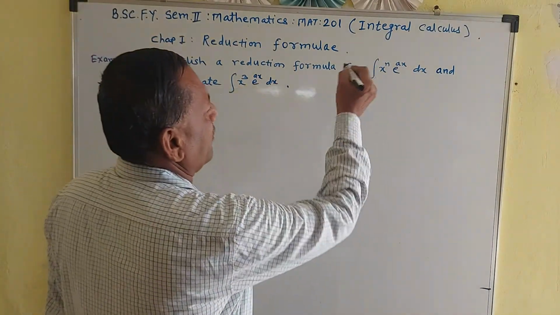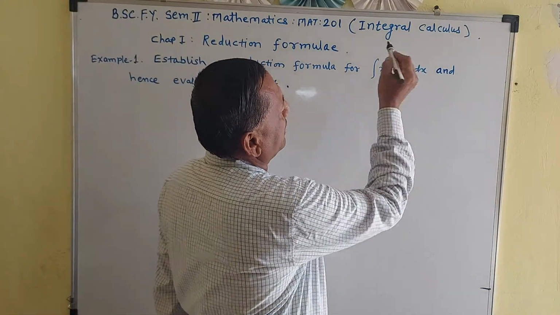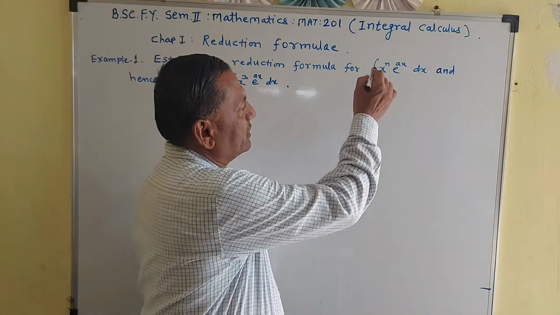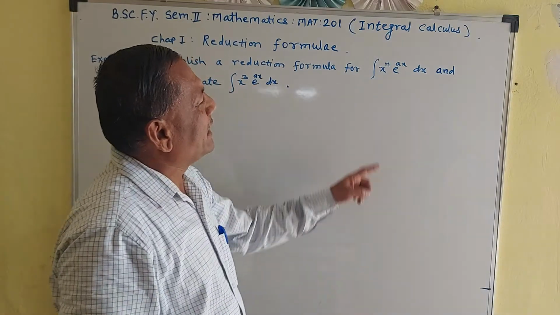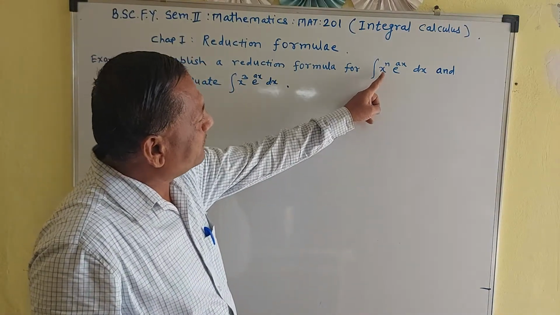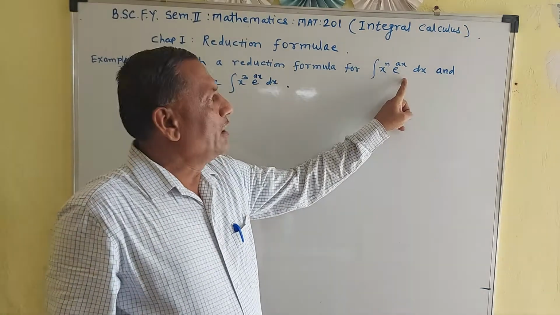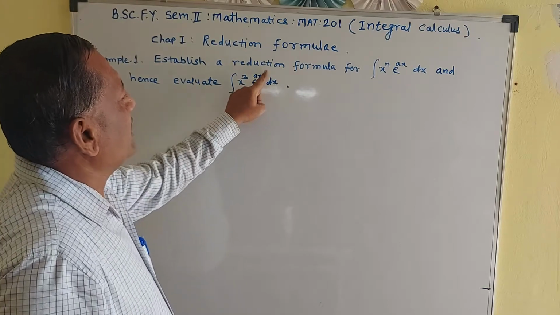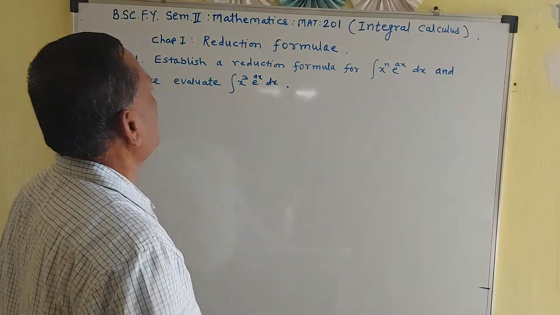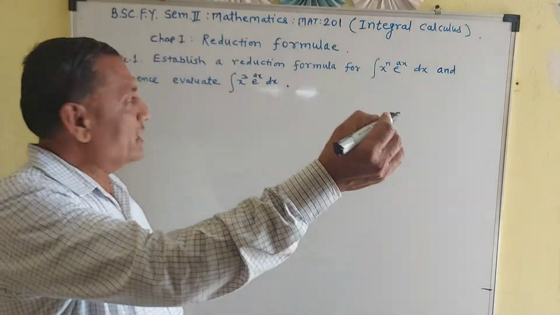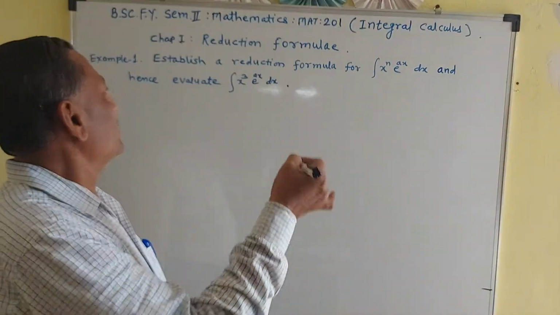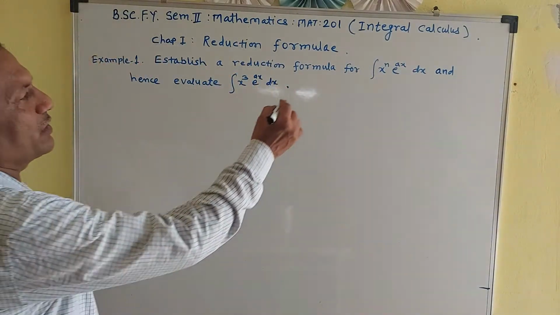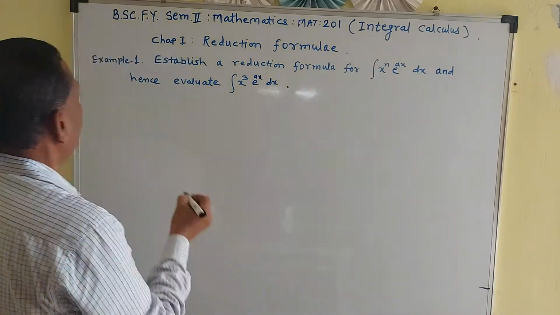Establish a reduction formula for the integration of x raised to n into e raised to ax dx. Here n is any integer and a is any constant, and you have to establish the reduction formula of the integration of x raised to n into e raised to ax dx, and hence evaluate the integration of x cube e raised to ax dx, or you can evaluate x square e raised to ax dx, x raised to 4 e raised to ax dx, x raised to 5 e raised to ax dx, using that reduction formula for the integration of x raised to n into e raised to ax dx. Now solution.